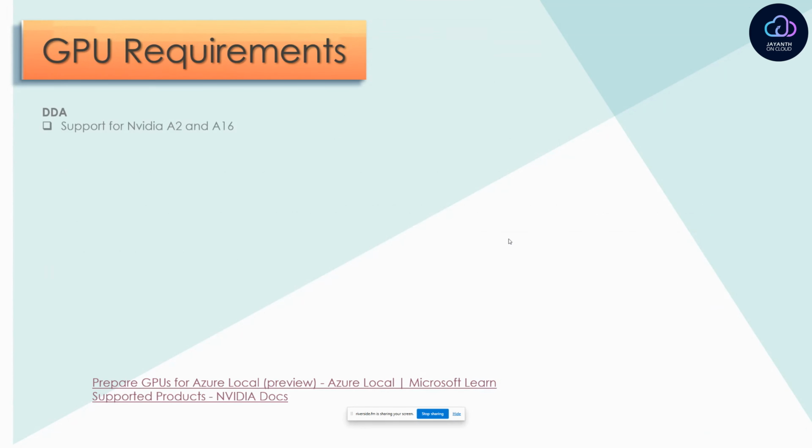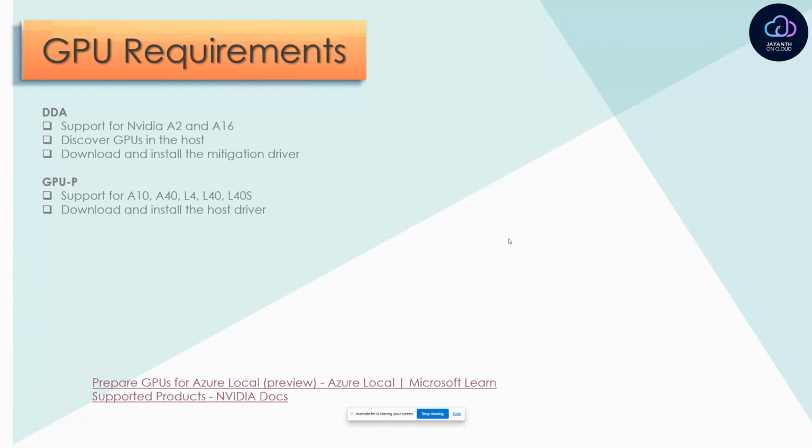So when we talk about requirements for DDA, Azure Local only supports at the moment the NVIDIA A2 and A16 for DDA. And what we need to do is discover the GPUs in the host, and download and install the mitigation driver. For GPU-P, there's support for a further range of NVIDIA GPUs. It's a slightly different process where you have to download and install the host driver, but you also have to install the GPU drivers into the guest VMs, which is something a little bit additional to get that working.